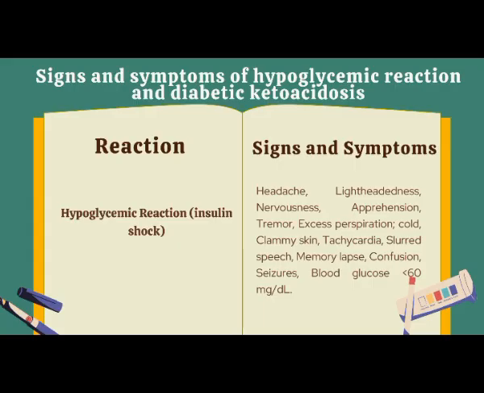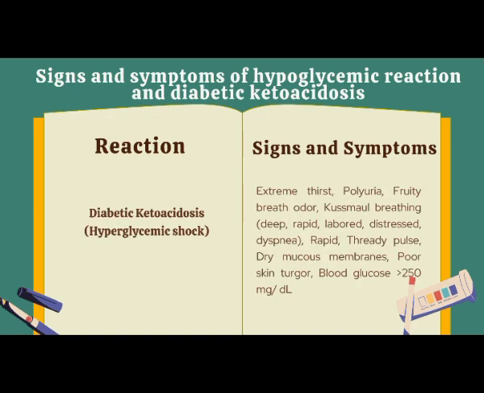Let's talk about signs and symptoms of hypoglycemic reaction and diabetic ketoacidosis. So when you have a hypoglycemic reaction or insulin shock, you may experience headache, lightheadedness, nervousness, apprehension, tremor, excess perspiration, cold, clammy skin, tachycardia, slurred speech, memory lapse, confusion, seizures, and your blood glucose is less than 60 milligrams per deciliter.